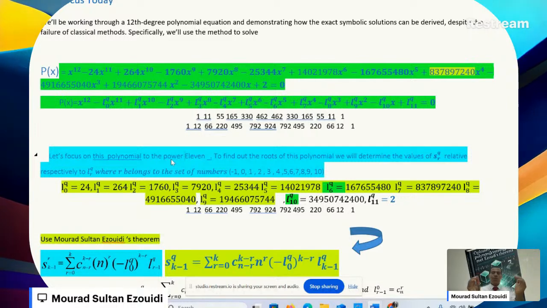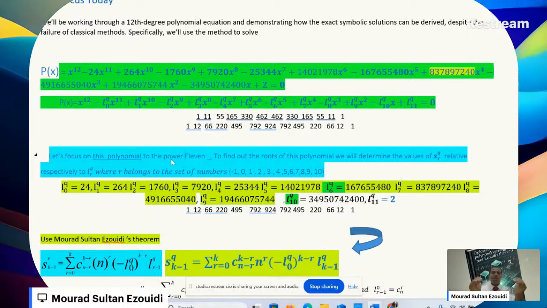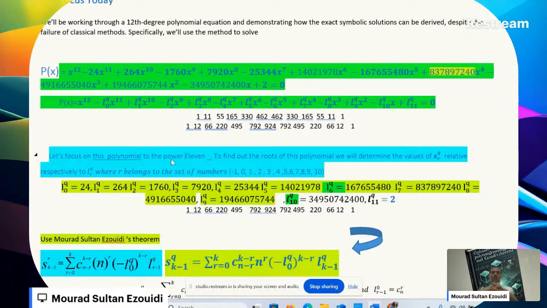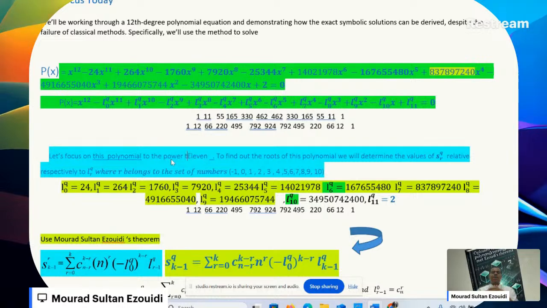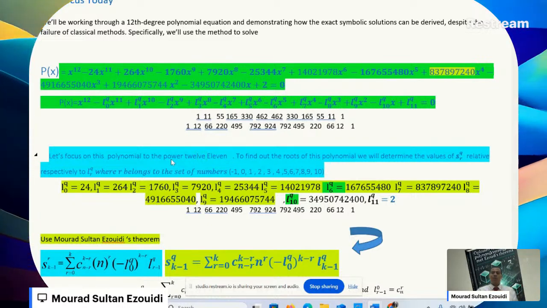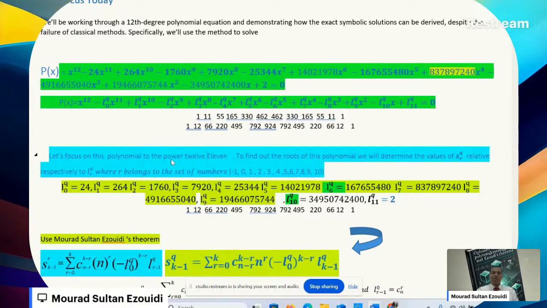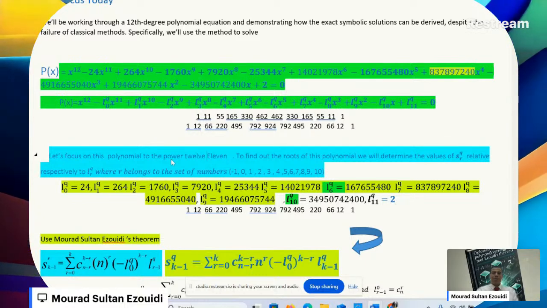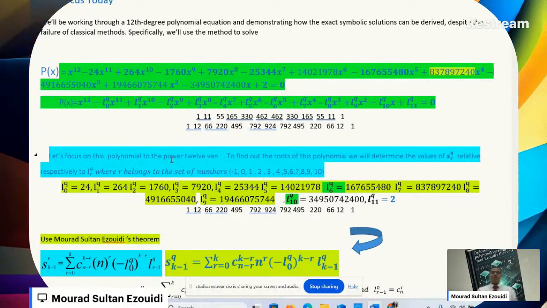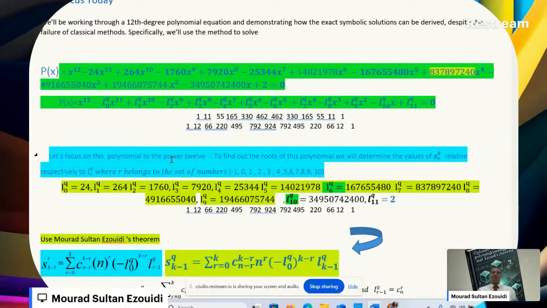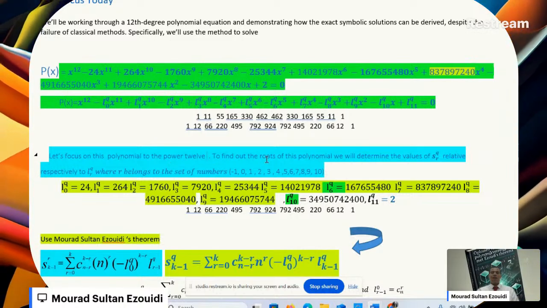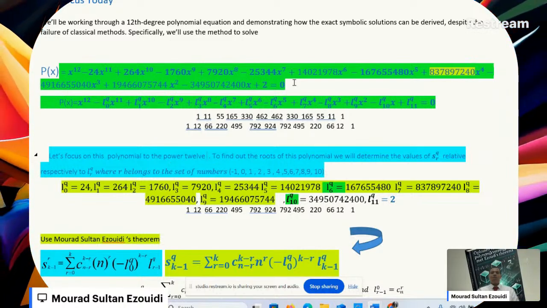So here, professors, learners, colleagues, teachers, you will start to learn something new. Maybe you didn't think of it before because Abel's theorem makes it impossible to solve equations whose degree is more than 5. We, the Professor Mourad Sultan Ezouidi, explain that we can in fact find the exact roots of these 12-degree polynomial equations. So let's start to find out the roots of this polynomial to the power 12.